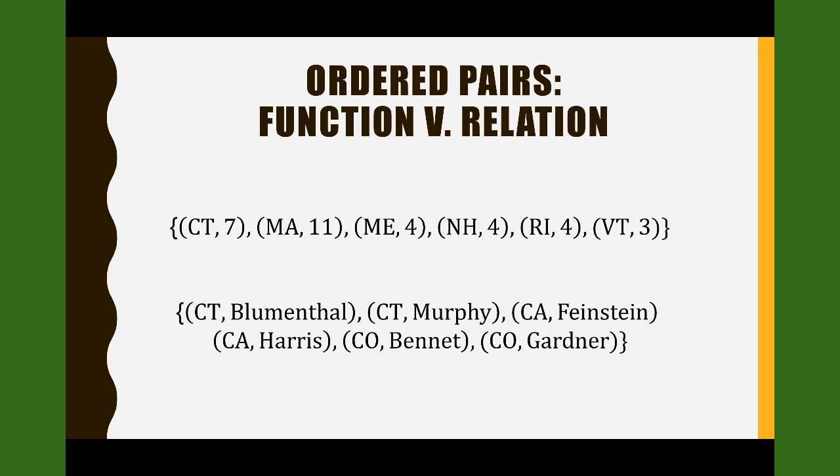Another way that we could represent, as we said earlier, is through ordered pairs. So again, these are two examples. This first one here is a function, because again, pay attention to the inputs. In an ordered pair, the first number represents the input, or the first object. So CT, MA, ME, NH, RI, VT, these are again the New England states mentioned earlier. These inputs are all different, therefore this is a function.